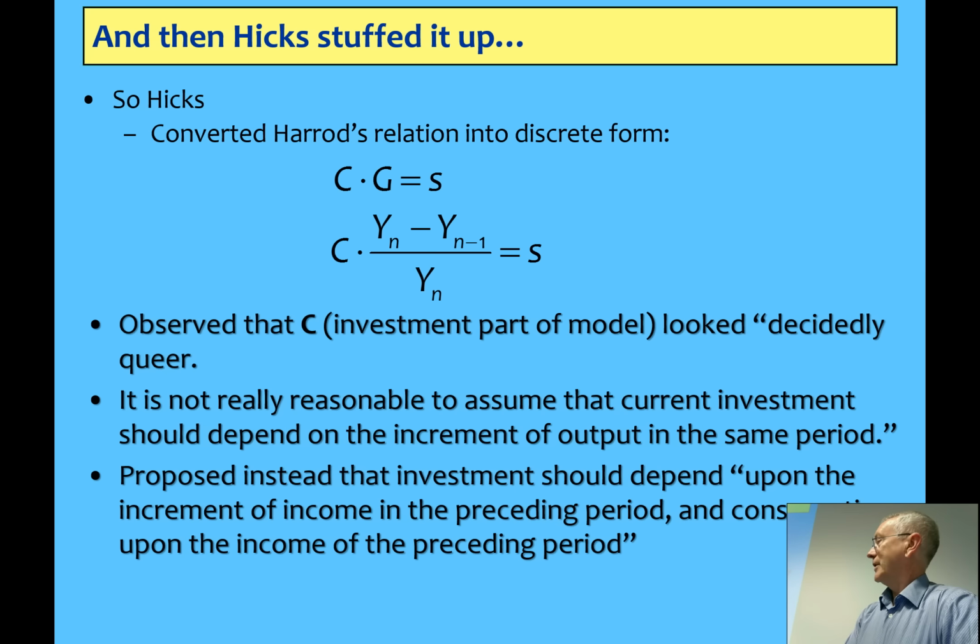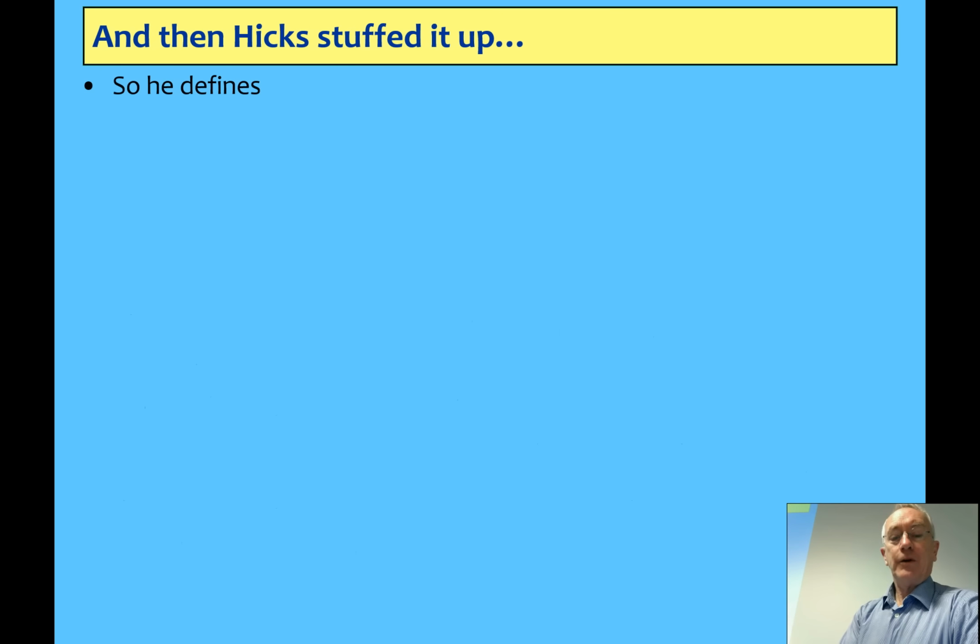And there's a good reason why he did it. If he didn't lag consumption as well, he wouldn't have got cycles. Okay, so it's all a case of manipulating to get the result you want, rather than doing an honest growth out of the actual logic of the model.